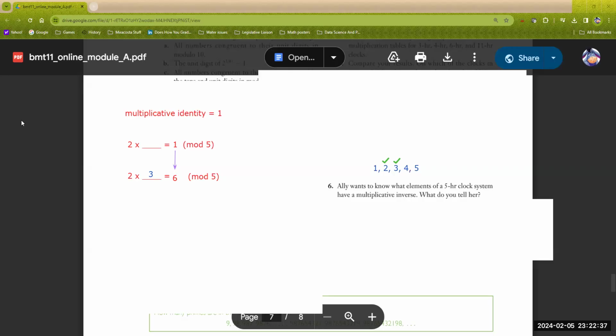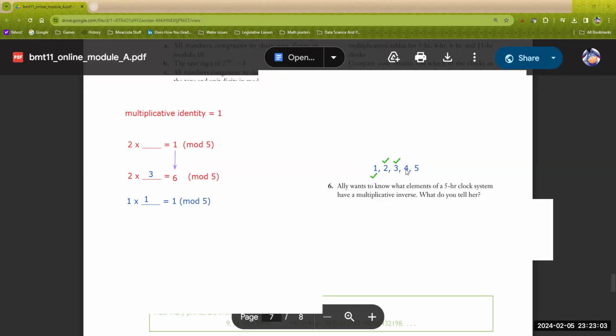Let's try another number. Try the number 1. 1 times what equals 1 mod 5? And now it's not too bad. Like 1 mod 5 is the same as 1, and 1 times 1 is 1. So yeah, now we're good with the number 1.